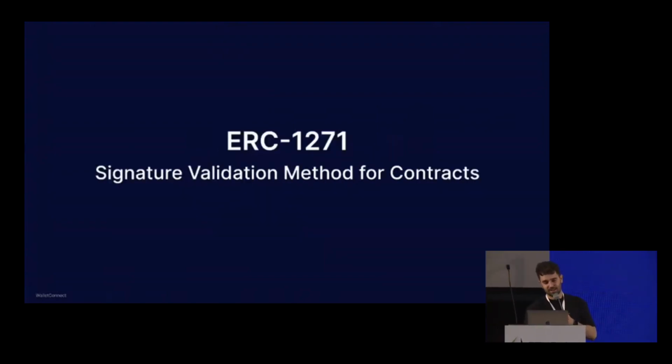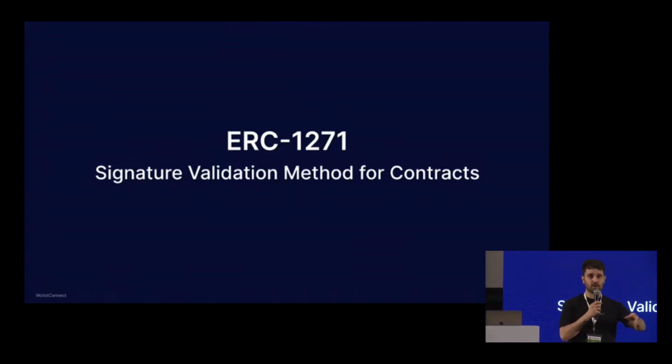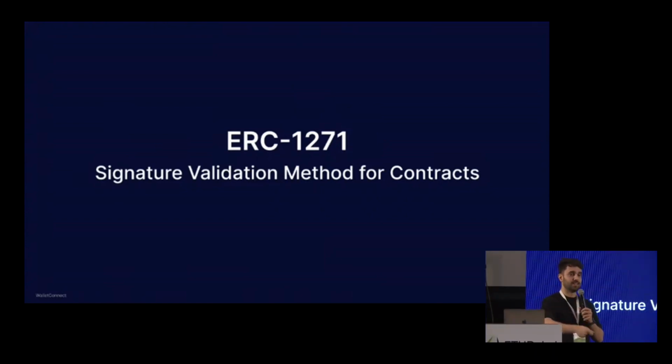There's a standard for that. So ERC 1271 means signature validation method for contracts. So now a smart contract can actually be validating a signature and saying this signature matches the owner of this smart contract. And it's quite simple.